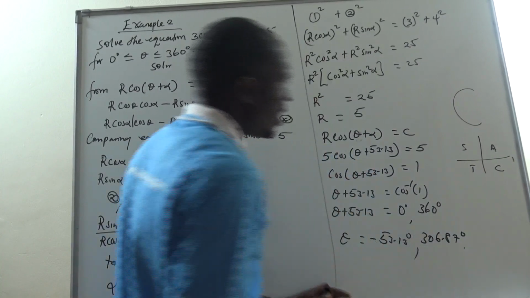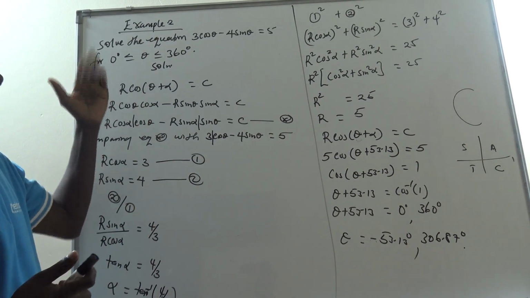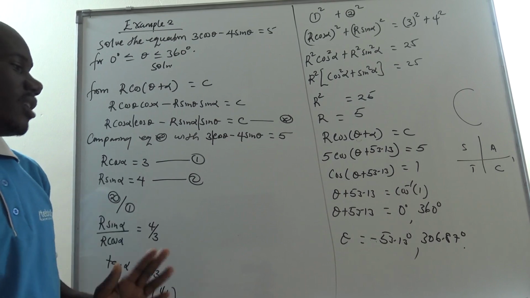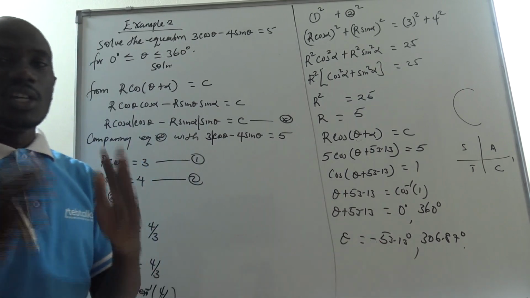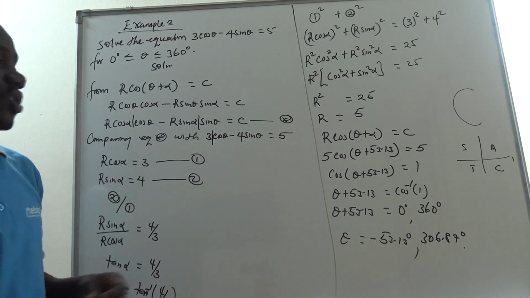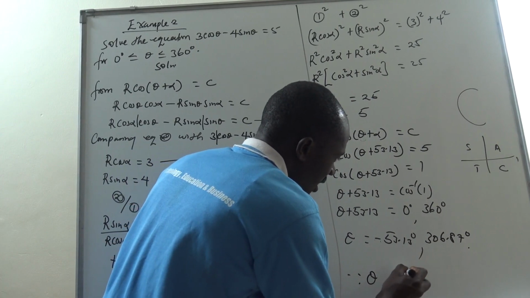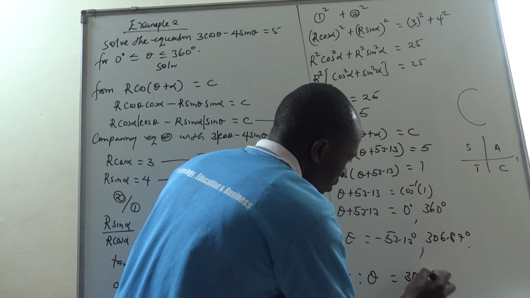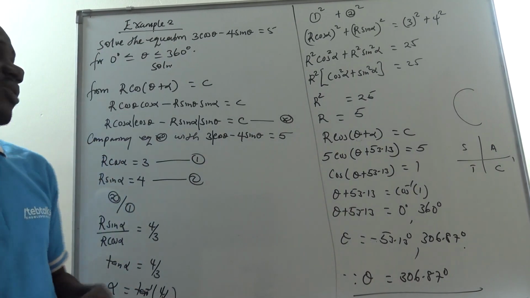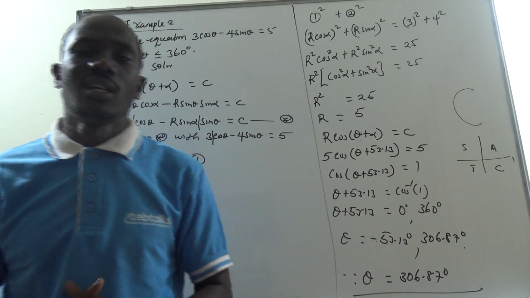Now we go back and look at how we are supposed to deal with the range. Our range is 0 degrees up to 360 degrees. With a negative, it is not lying in our range. So what do you take? We are going to therefore say, theta is 306.87 degrees. And that's our solution, and you qualify to get the marks on that number.